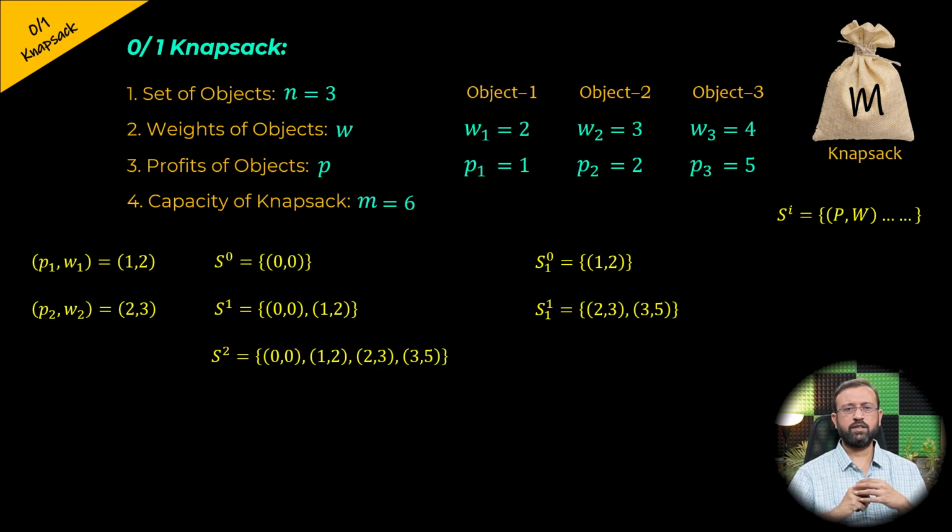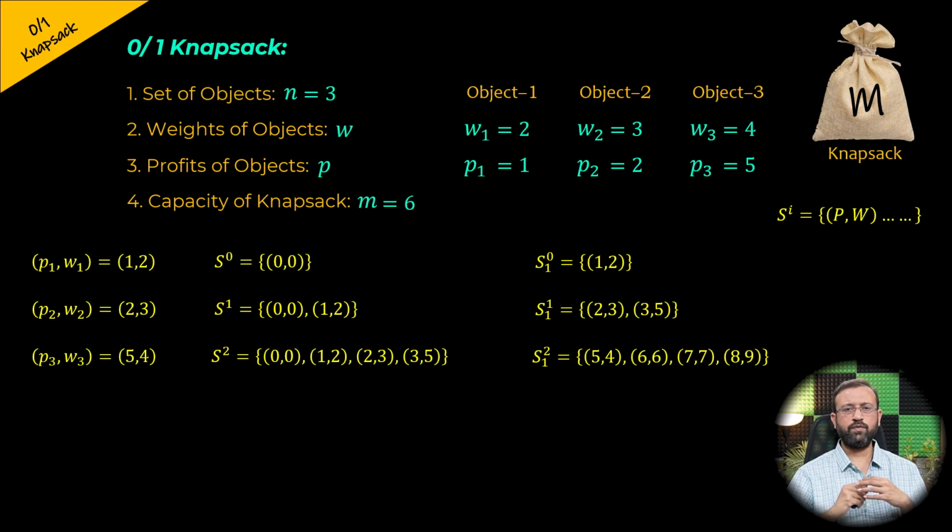So at this stage, the weights of all the pairs are less than the capacity M of the knapsack and all the pairs have increasing profits and increasing weights. So none of the pairs are discarded. Then to set S2, we add the third object with profit 5 and weight 4 by creating a set S21 and including the pair P3 and W3 of the third object, which is 5, 4. So the set S21 will contain the pairs which are the result of adding the pair P3 W3, which is 5, 4, to every pair of set S2.